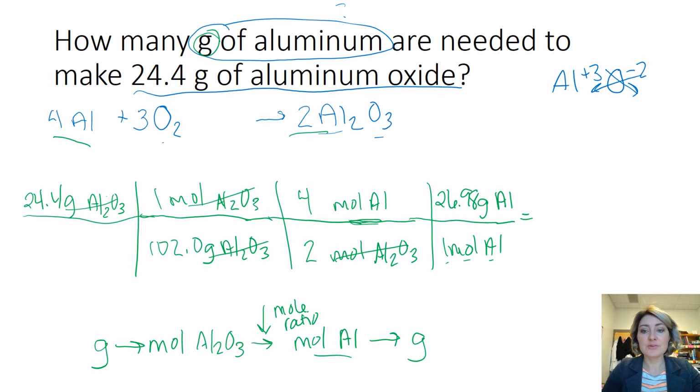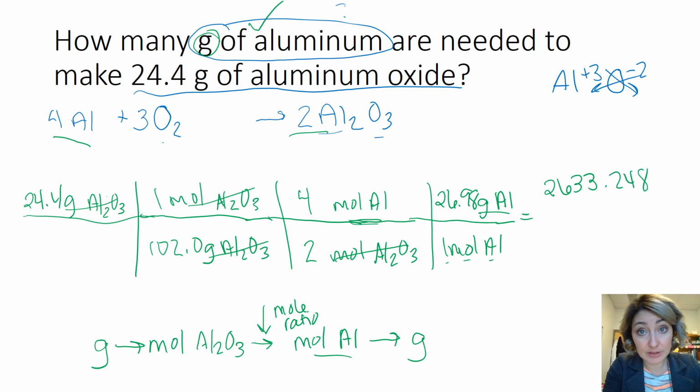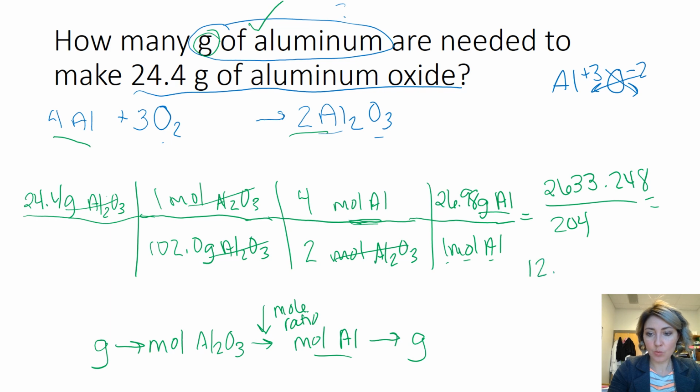All right, so now I'm in grams of aluminum. I am done with this equation. All I have to do is multiply across the top. So 24.4 times 1 times 4 times 26.98 gives me 2,633.248. I'm not rounding it because I'm in the middle of a calculation. 102 times 2 times 1, thank God that was easy, is 204. Now I divide the top by the bottom, and I get 12.908 and something. I think that's going to be enough.